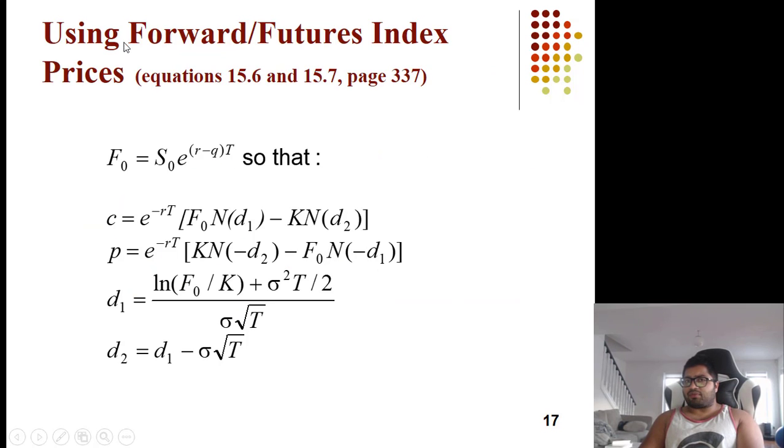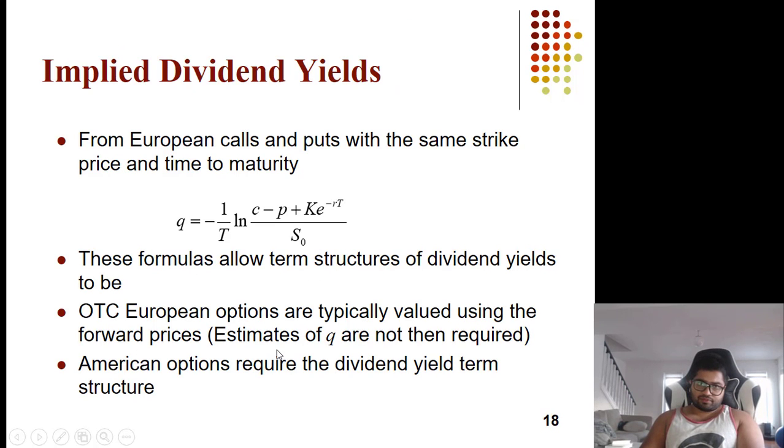In the same way you can have options on forward prices, right, on forward contracts of index. In that case, first find F0. F0 equals S0 e^((R-Q)T), and then use this approach. Calculate D1, calculate D2, calculate N(D1), N(D2), or N(-D2), N(-D1) depending on call or put, and use the call function to find the call price, put function to find the put price.